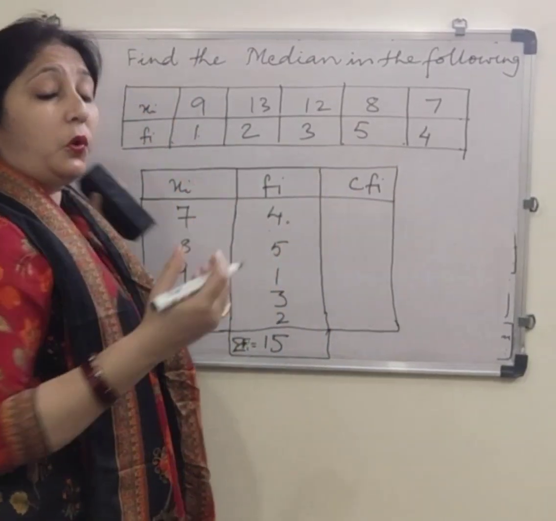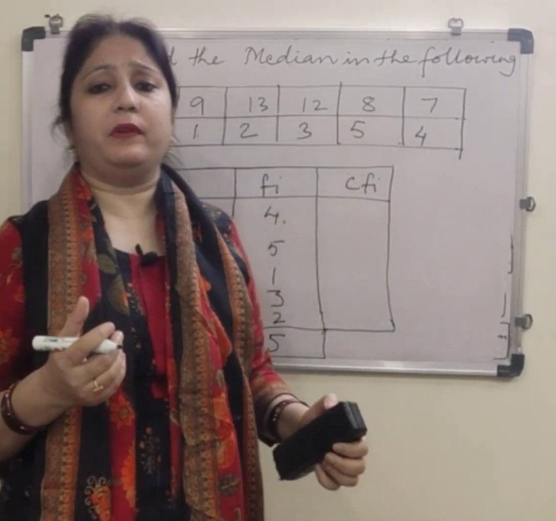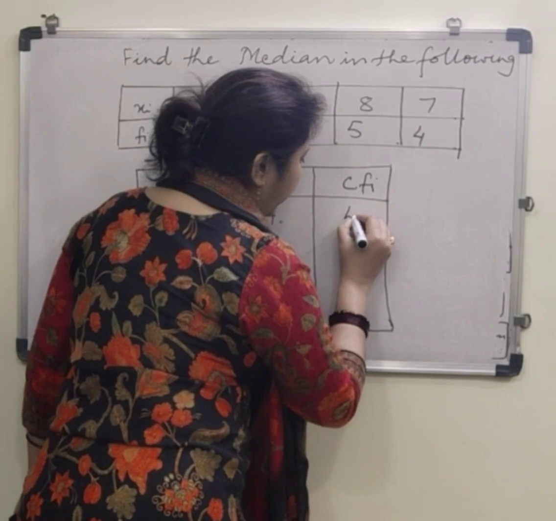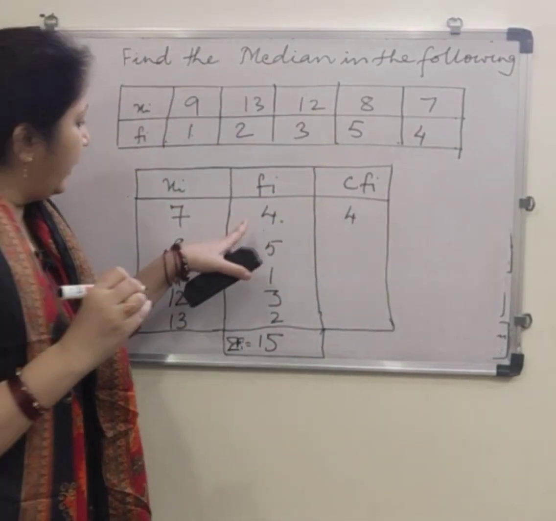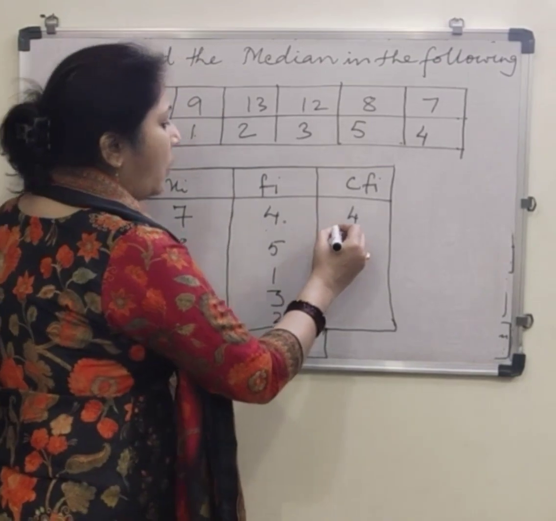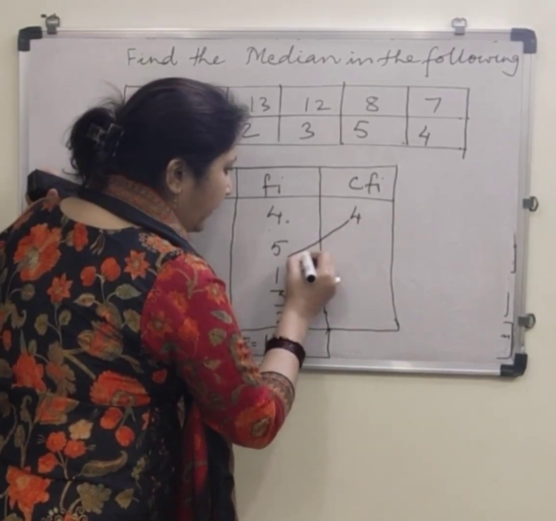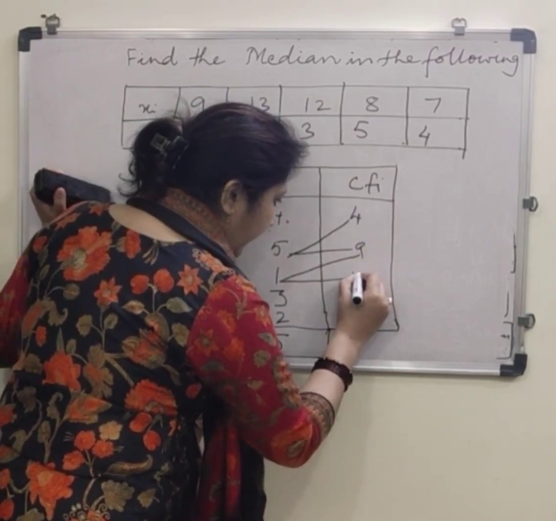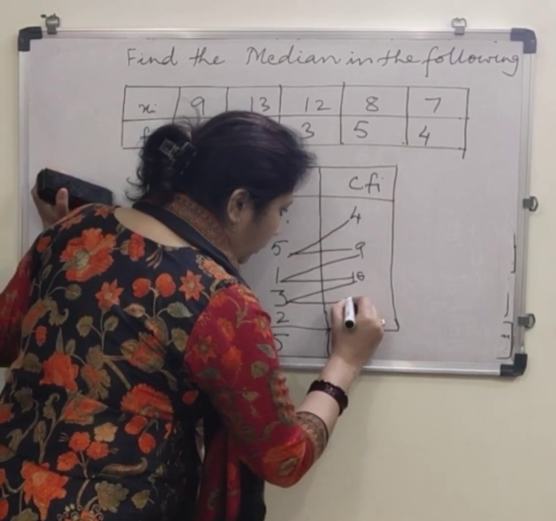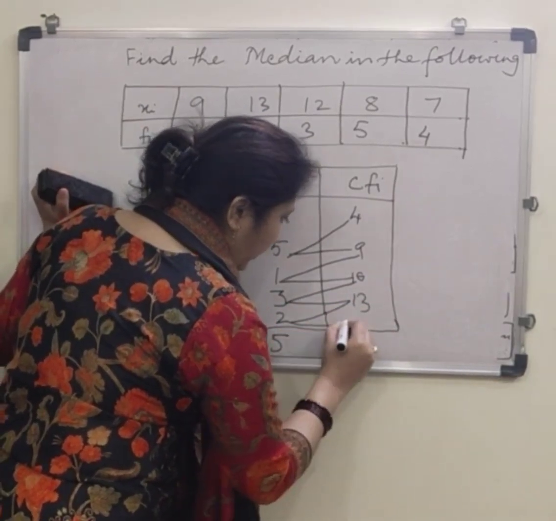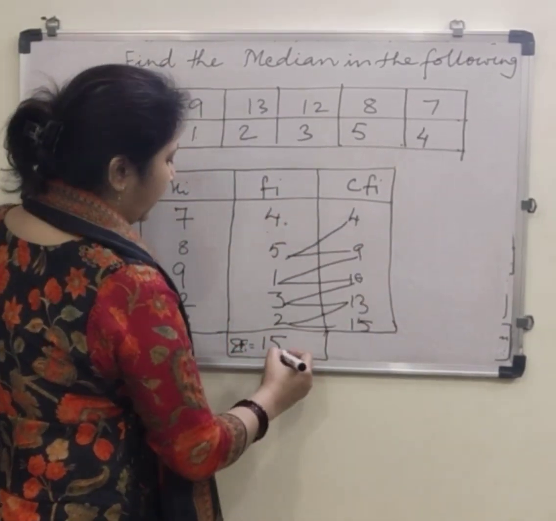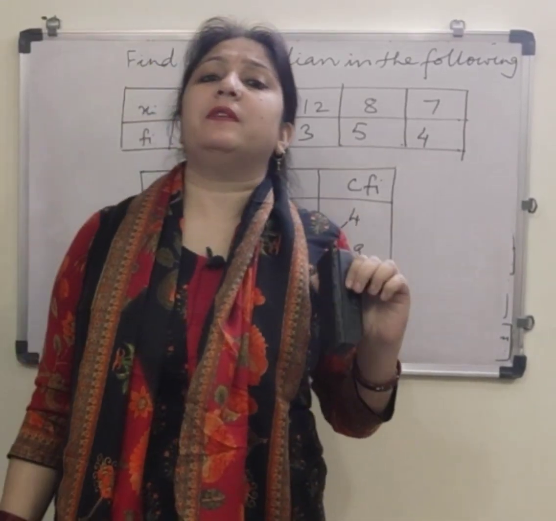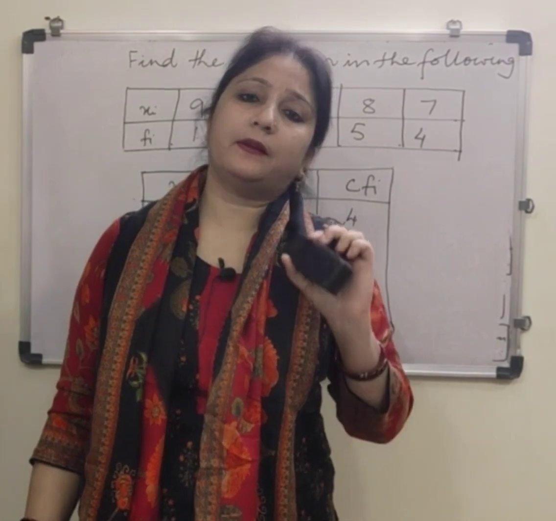The new concept is how to write cumulative frequency. To write cumulative frequency, the first cumulative frequency is the same as your frequency. If here it is 4, now it is 4. Now you add crosswise. 4 plus 5 gives you 9. 9 plus 1 gives you 10. 10 plus 3 gives you 13. 13 plus 2 gives you 15. Now you can check: the sum of frequencies n and the last cumulative frequency are the same. It means your working is correct.